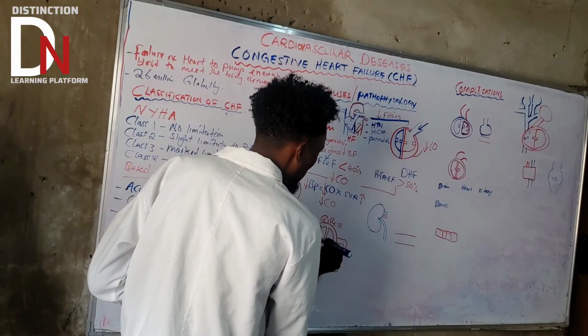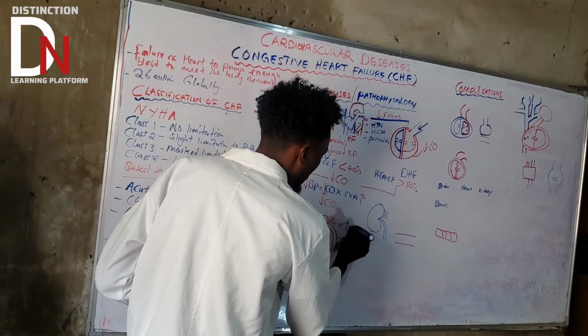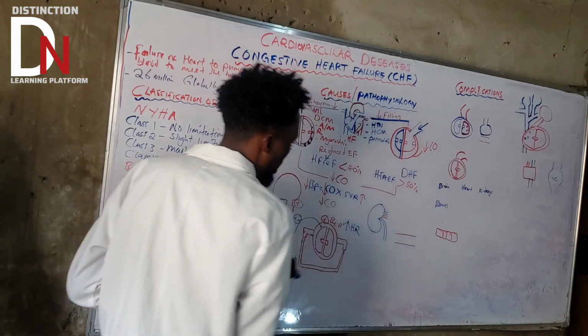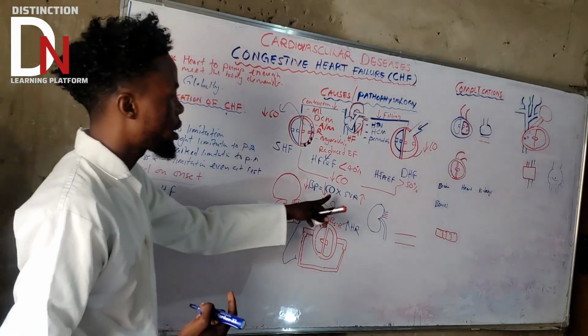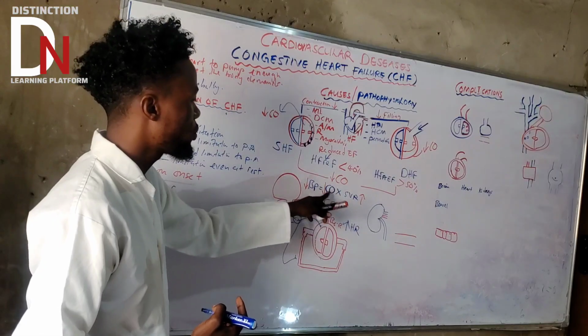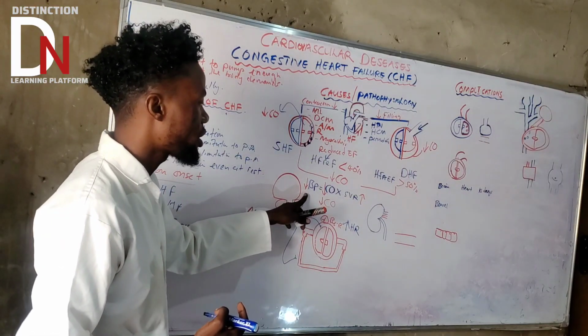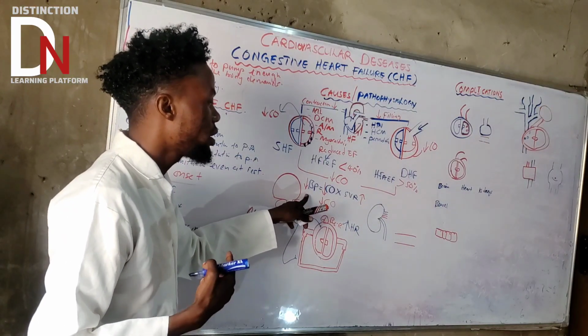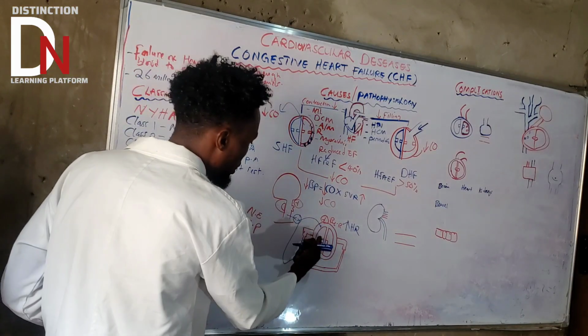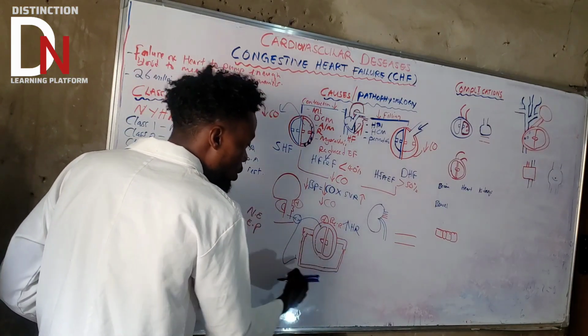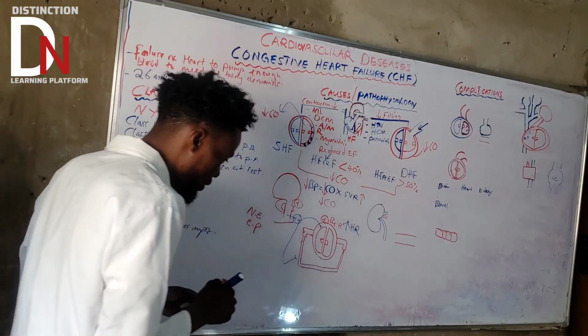So the result of going to the heart is to increase the heart rate. Remember, if you increase the heart rate, you're going to increase the cardiac output. If you increase the cardiac output, you're going to increase the blood pressure. That is the most important factor that you need to understand. The other thing is they don't just go to the heart, they also go to the blood vessels.